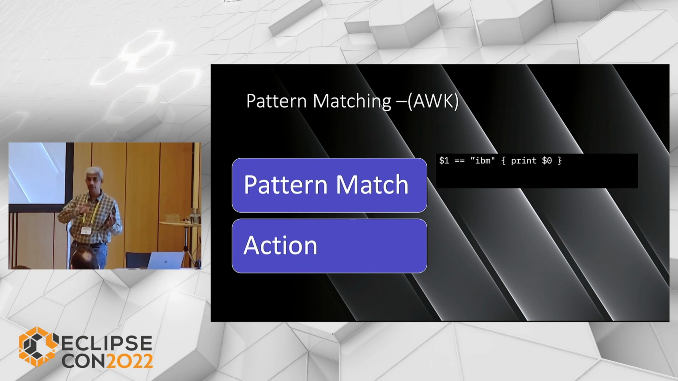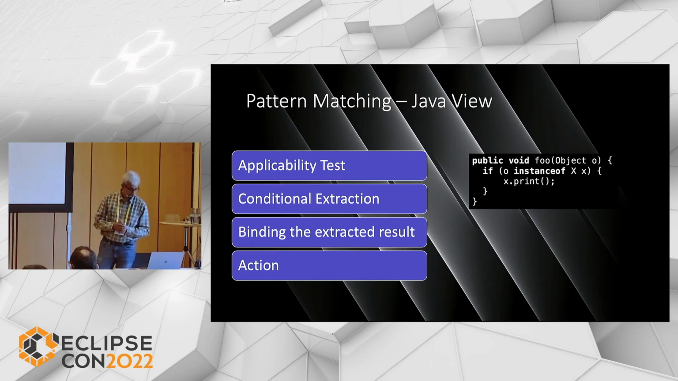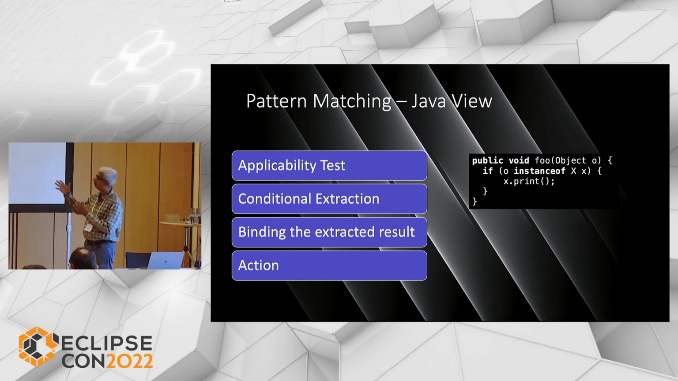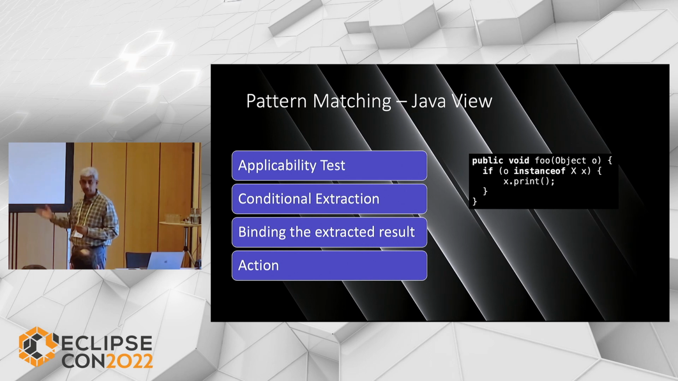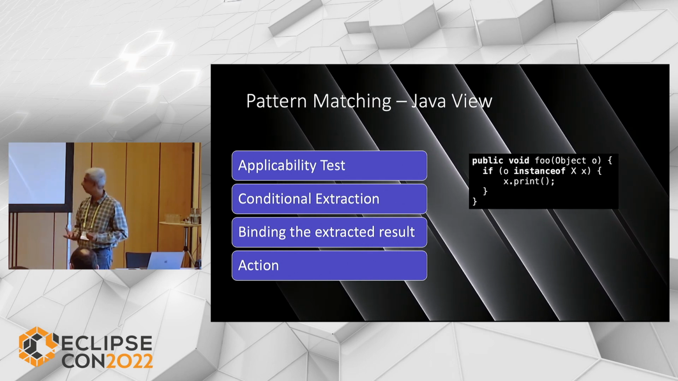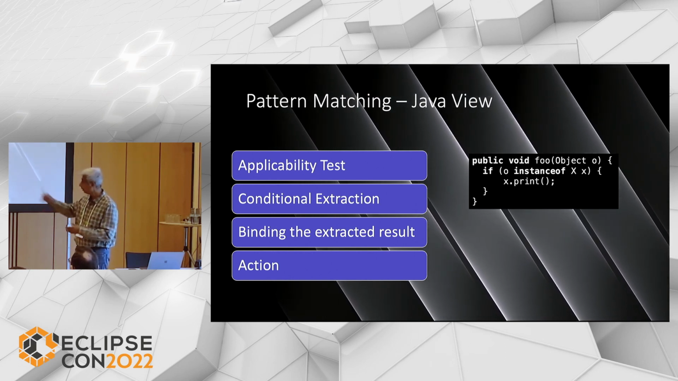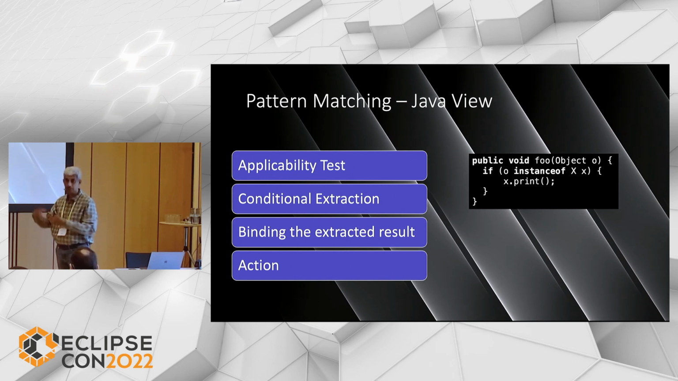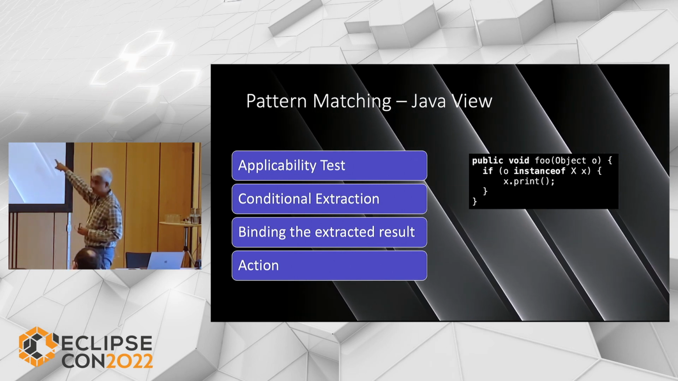Now, extrapolate the whole thing into a language which is typed, like Java, and what do you get? You get that pattern matching gets expanded to an applicability test, because the type system comes into the picture, then you conditionally extract, we'll come to what exactly it means, and it binds the extracted result into a particular variable. So in this case, you have an instanceof pattern.